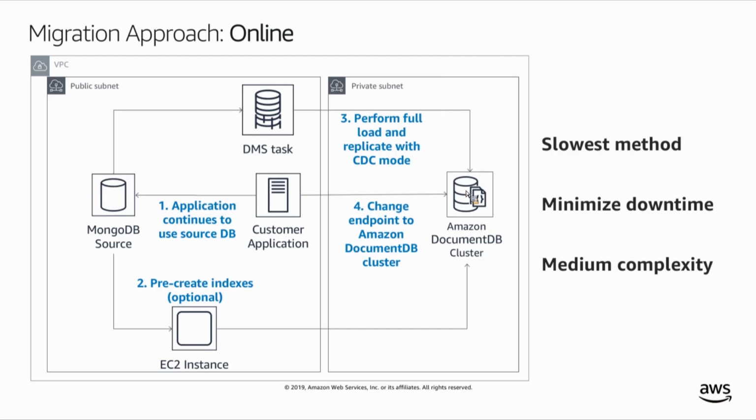Now, this is by far the slowest method of the three for migrating, and the reason why is because the database migration service is a single-threaded process today. It doesn't support any kind of parallelization for full loads from the MongoDB source to the DocDB cluster, and for larger workloads, and by larger I mean 500 gigabytes or more, a terabyte or more, this can take a while, sometimes longer than some customers are willing to live with. But it does minimize the downtime that you're having to experience in your application when you're migrating.